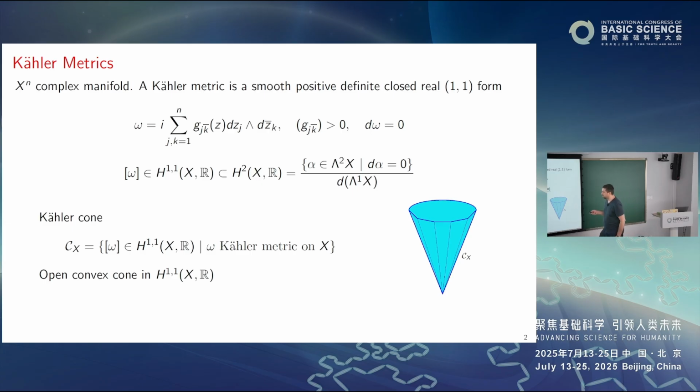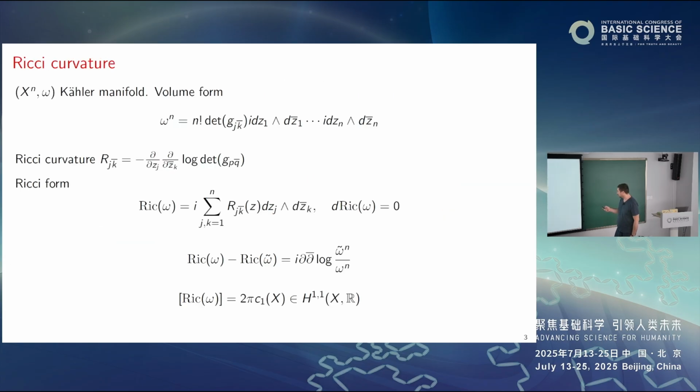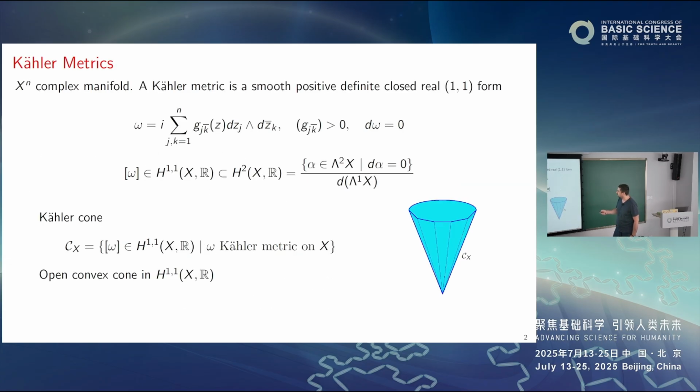This complex manifold is covered by charts, the transitions are holomorphic, and you can talk about metrics, in particular Hermitian metrics. That would be the analog of a Riemannian metric in this complex world. A very important subclass of Hermitian metrics are what's called Kähler metrics.